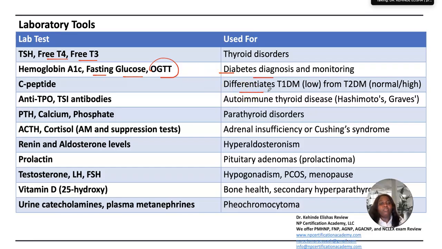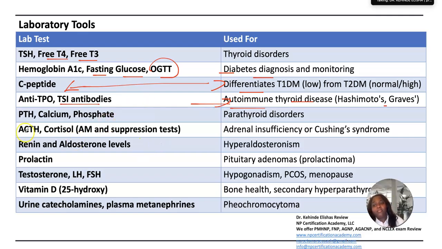Now, differentiation between type 1 and type 2 is mainly C-peptide. C-peptide is low in type 1 diabetes. It can be normal or high in type 2, so it's not specific for type 2, okay? Now, with autoimmune thyroid disease, anti-TPO is used for Hashimoto's and TSI antibodies are used for Graves' disease.